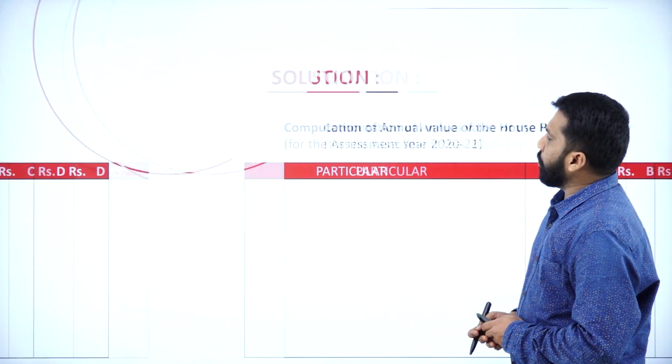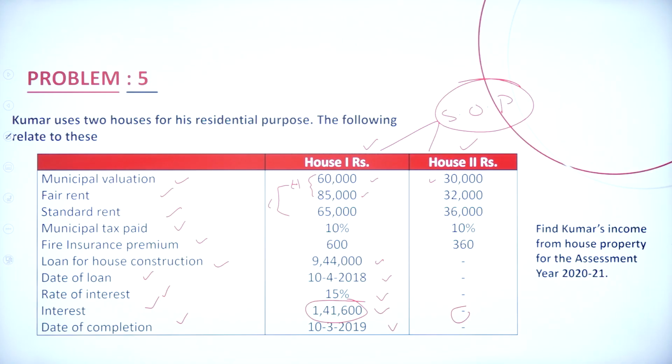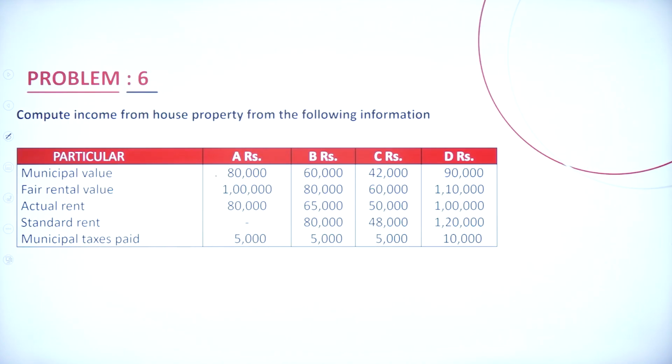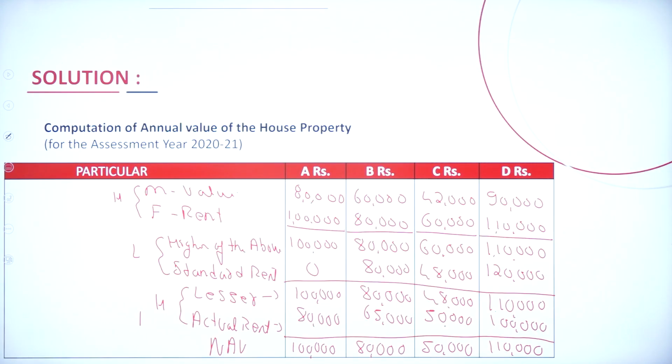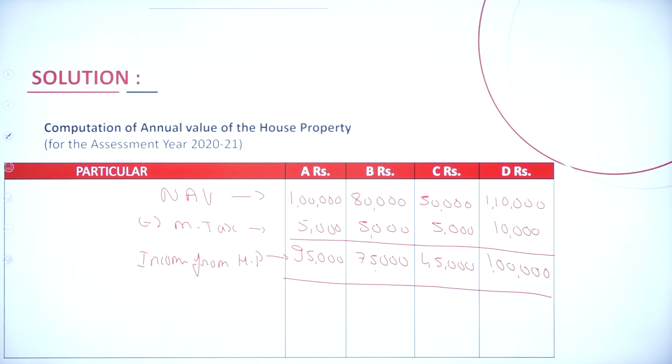Now I'll go back to all the slides so that you can take screenshot. So this is your problem number 5, the answer for problem number 5. Your problem number 6. So we worked out up to net annual value. Continuation of net annual value. We deducted municipal tax and we got the final answer.